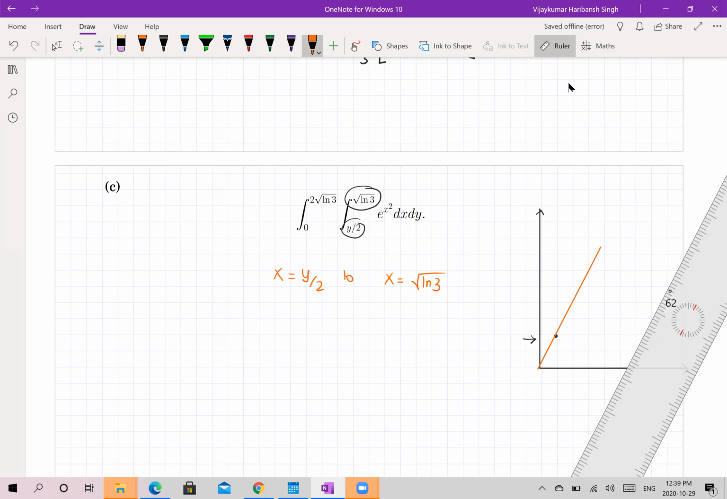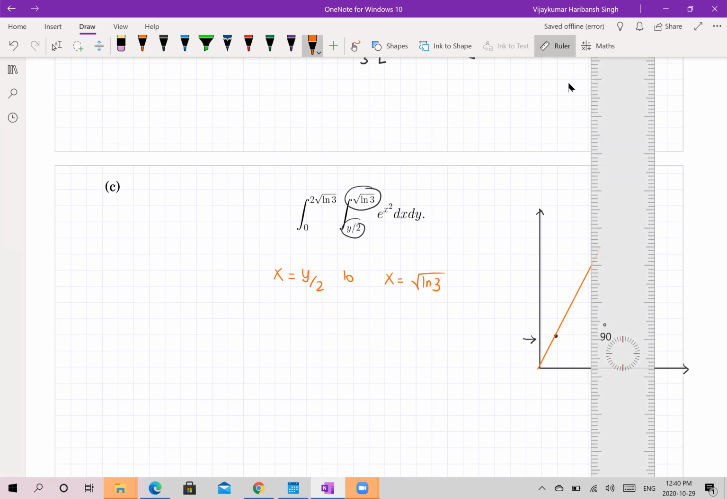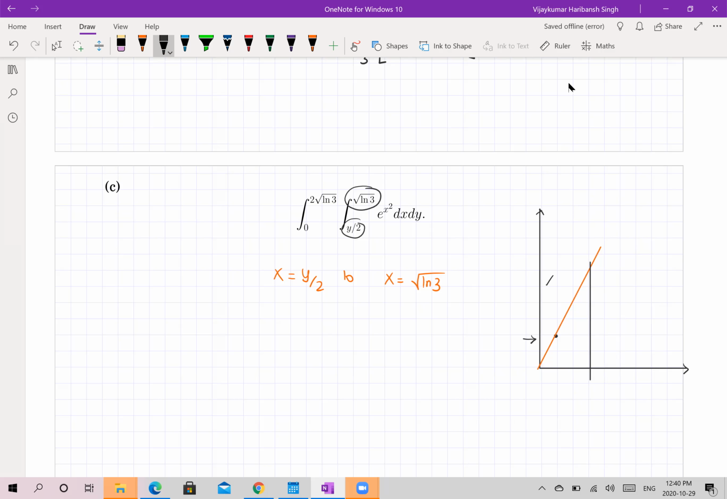Now, what is square root of ln 3? So note that ln 3 is slightly bigger than 1, right? Because ln e is 1, where e is 2.71. So this is going to be slightly bigger than 1. So I'm just going to draw a rough graph without having to use the calculator here. This is x equals to y by 2, and we have x equals to square root of ln 3.